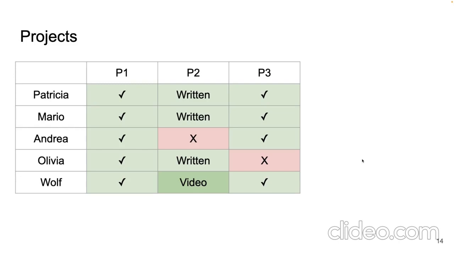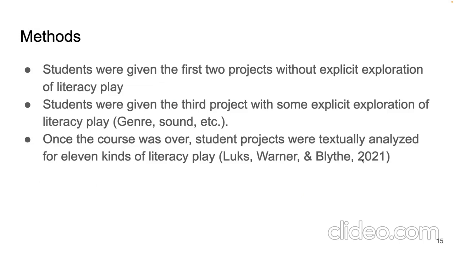All of the participants turned in project 1. For project 2, 3 of them did the written project, 1 of them did the video, and 1 of them did not turn it in. For project 3, 4 of them turned it in, and 1 of them did not. The students were given the first 2 projects as assignments without explicit exploration of literacy play, but they were given the third project with some explicit exploration of literacy play, so discussion of genre and sound during class.